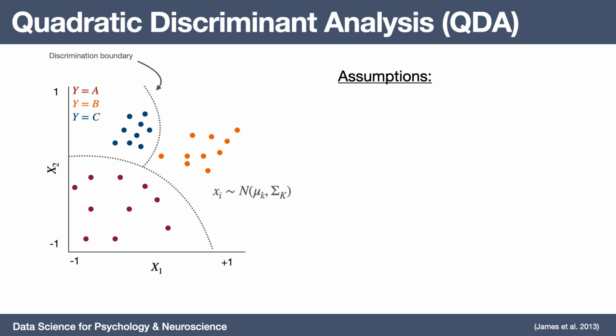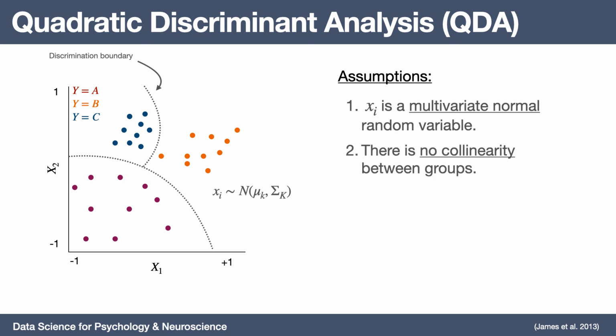So the assumptions of QDA are just simpler than the assumptions of LDA. You still assume that xi is a multivariate normal random variable. You assume there's no collinearity between groups, and that the errors are independent. All you've removed is that equal variances assumption. So this makes LDA and QDA very powerful tools. And QDA, being more flexible, means that it's going to be on the more variance side of the bias-variance trade-off compared to LDA. But you can imagine many cases where this assumption about equal variances doesn't hold.